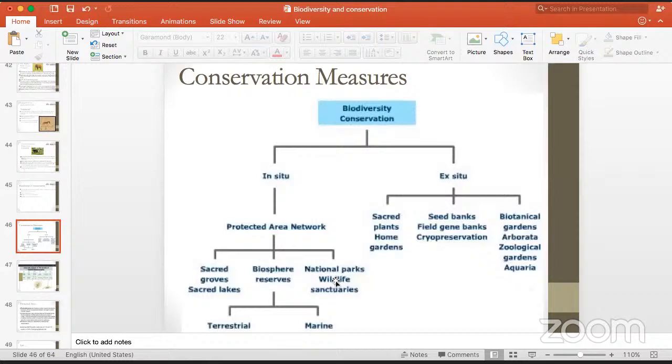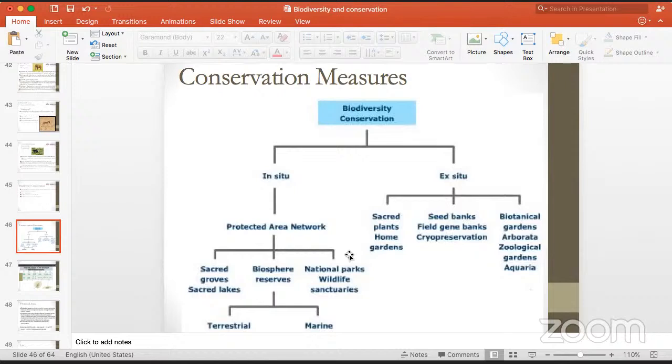Now look at the third, conservation strategy. It is called a biosphere reserve. Now, biosphere reserves are nothing but national parks only. But let's say there are 100 national parks in a country. Out of those, only a few of them are recognized by UNESCO. So I'm writing it in the chat box. The national parks of any country which are recognized by UNESCO, which are recognized internationally, are called biosphere reserves.